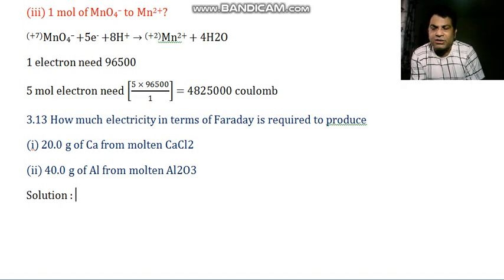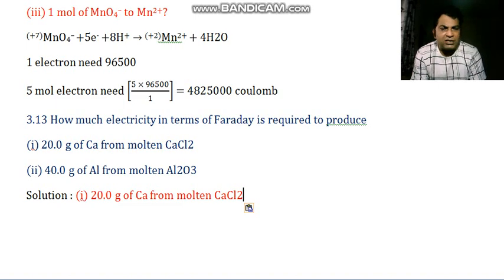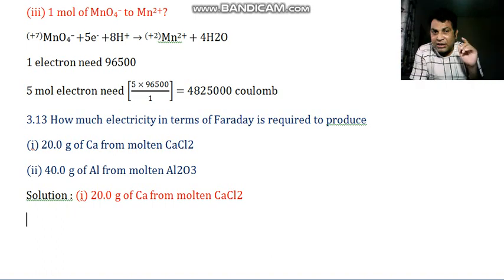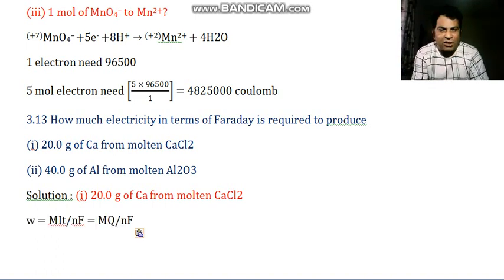we are taking the first question. And what is the first question? 20 gram of calcium from molten CaCl2. So how can we find out? In the previous video we have talked a lot. There is a very simple formula to find out the weight, and the weight formula was M I T upon n F.